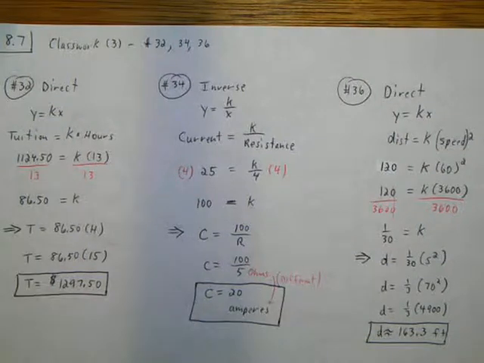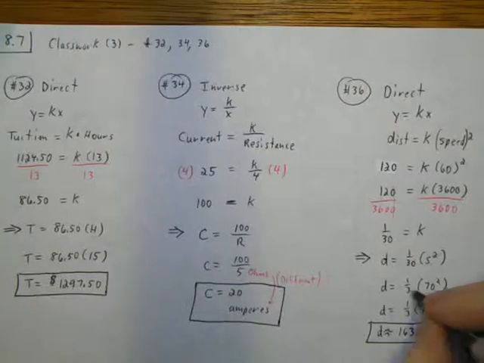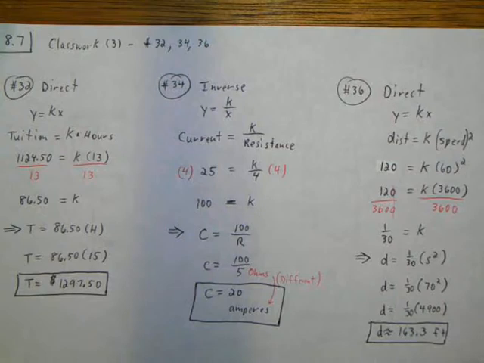And I think I actually did this incorrectly, didn't I? This should be 1 over 30, which would mean that this should be 16.33. So ignore that decimal right there.